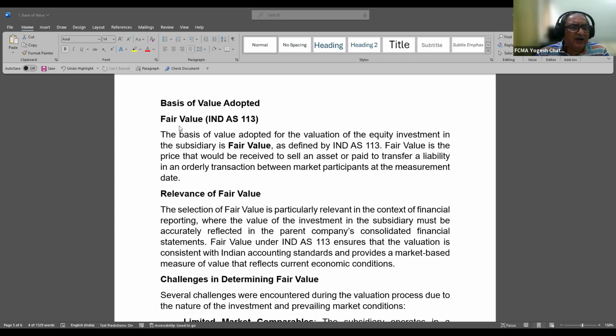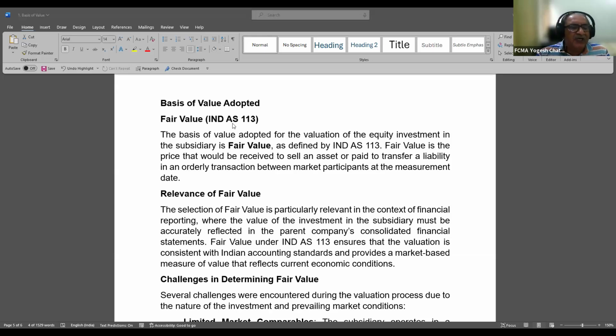Basis of value. So here what we have assumed for the valuation is that the principal company needs valuation of shares of a subsidiary company. That will be as per the fair value as per Ind AS 113. You are all aware of IFRS 13, International Financial Reporting Standard 13, or Ind AS 113, that is Indian Accounting Standard 113. These are on the measurement of fair value.